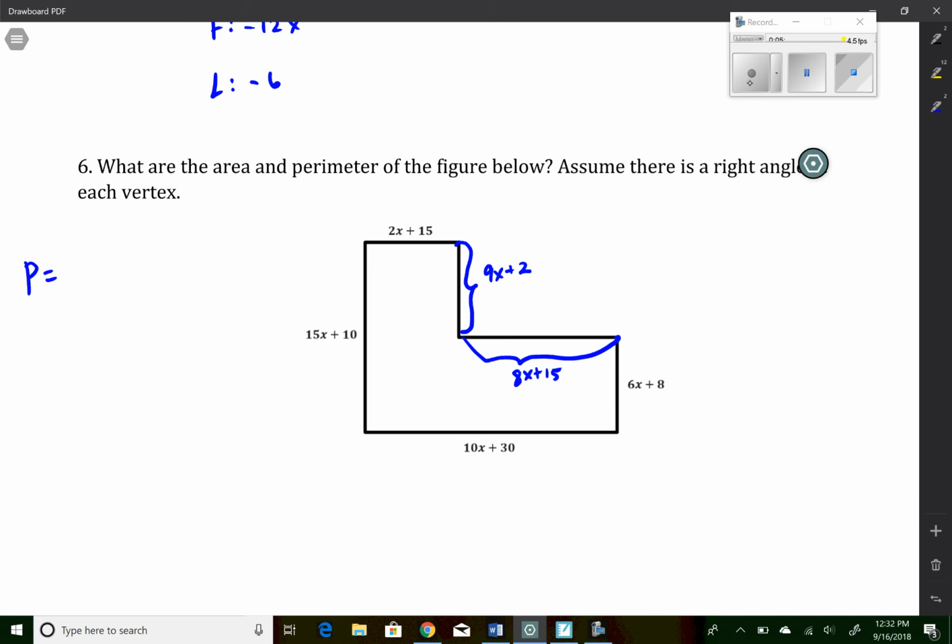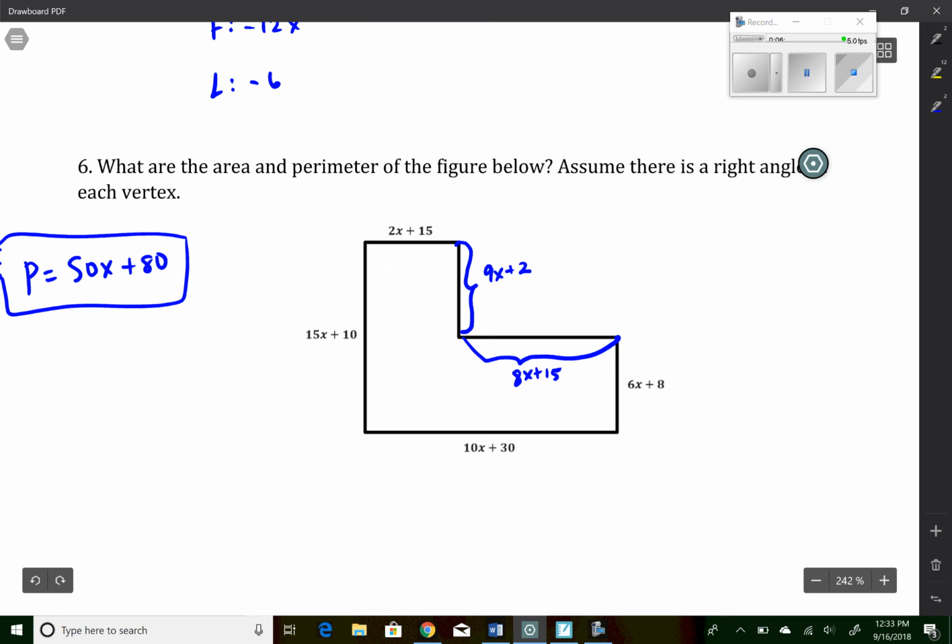So I have 10x, 25x, 27x, 36x, 44x, 50x. The numbers 30, 40, 55, 57, 67 plus 5, so 72, 80. There's your perimeter.